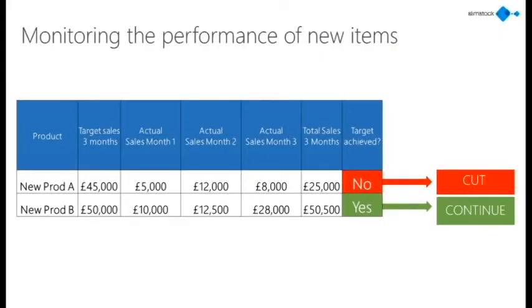So you've introduced your new products and you targeted what sales you feel that you're going to be able to achieve in collaboration with your marketing and sales teams. Then you're looking at the actual sales in the months from your targeted sales through your actual sales in the first 1, 2 or 3 months. Have you achieved your target? Yes or no? Do you then want to either cut that item or continue with it?